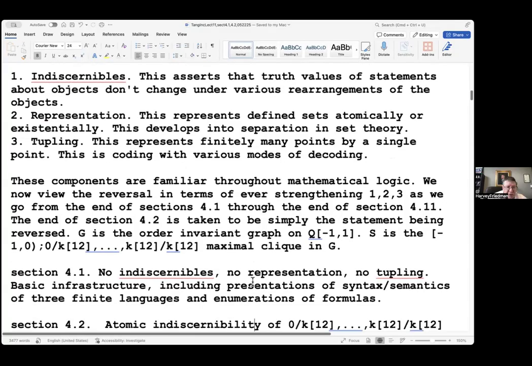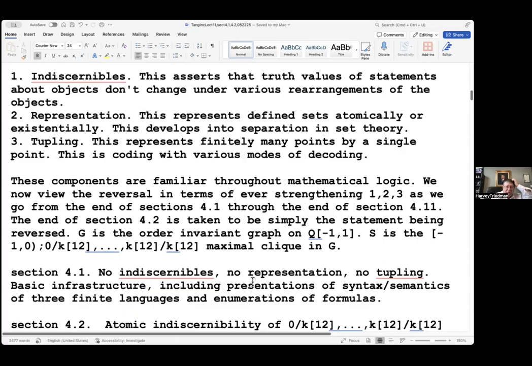One is indiscernibles. These assert, just like in regular model theory, set theory, and everything else in logic, that truth values of statements about objects don't change under various rearrangements of the objects. And representation. This represents defined sets atomically or existentially. This develops into separation in set theory.